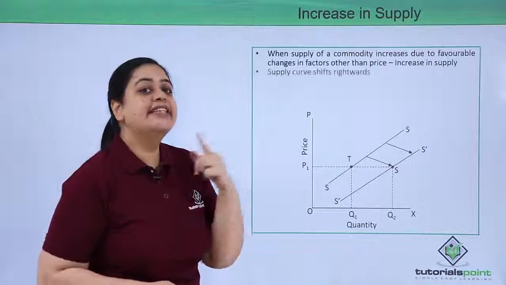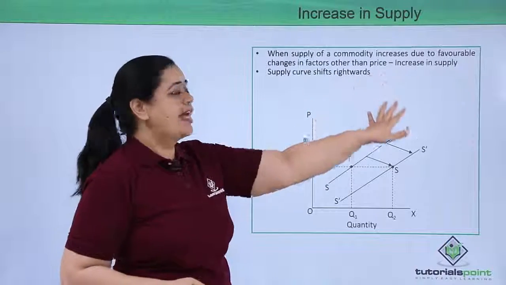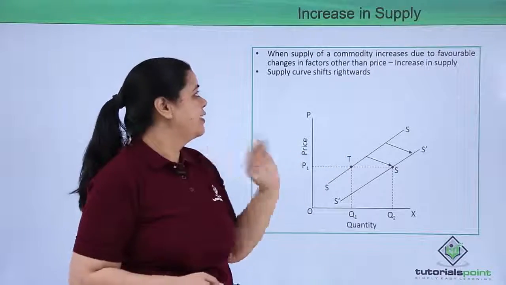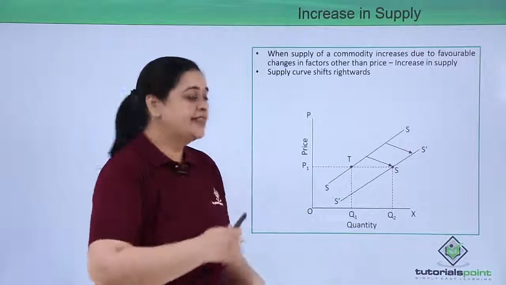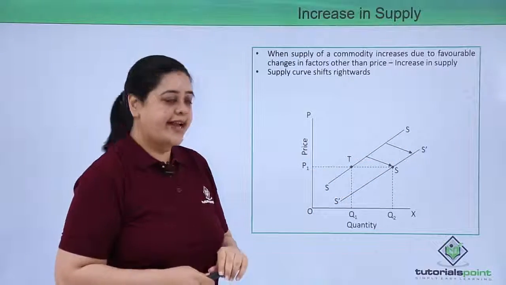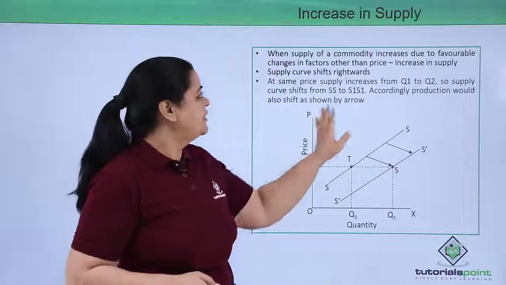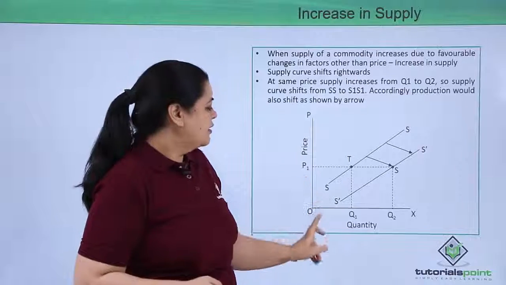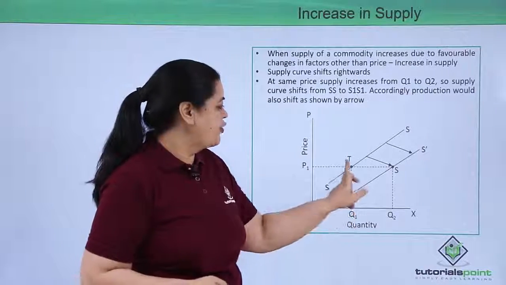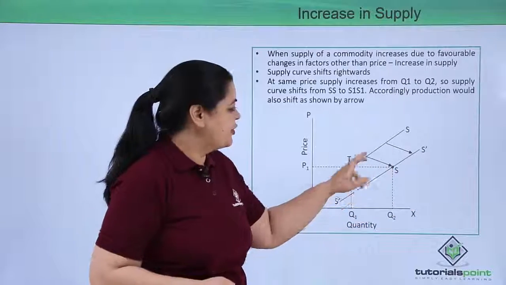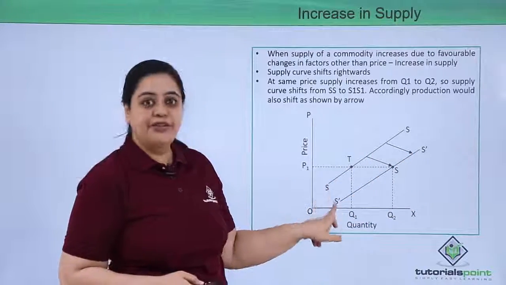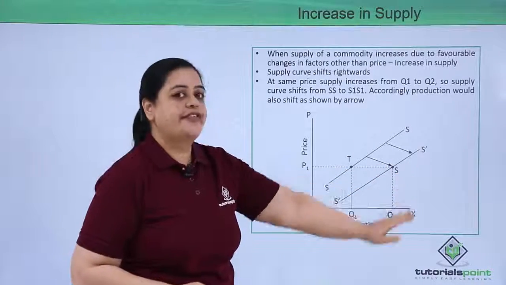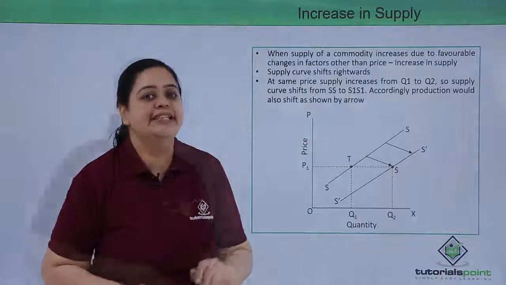Now, when do we say there is an increase in supply curve? When the supply of commodity increases due to favorable changes in factors other than price, then we would see increase in supply curve. At that time, the supply curve will move towards right. So, at the same price, here the price is remaining constant, the quantity supplied would increase from Q1 to now Q2. You can see here this is how from S to S1 the supply curve has shifted. Here basically the supply curve has shifted towards right. So, this is the increase in supply.